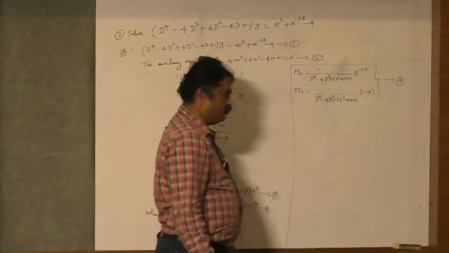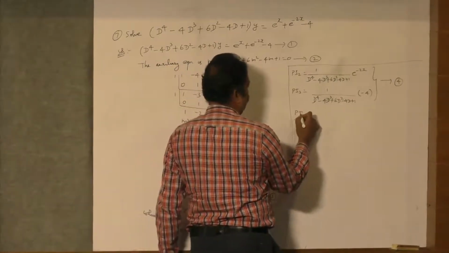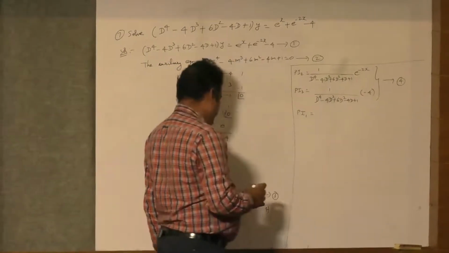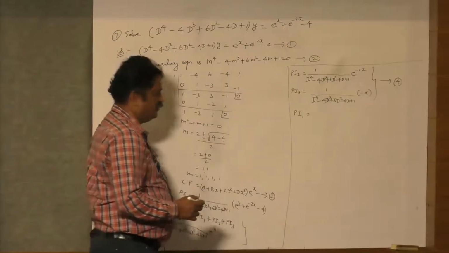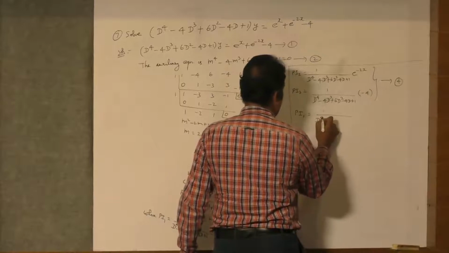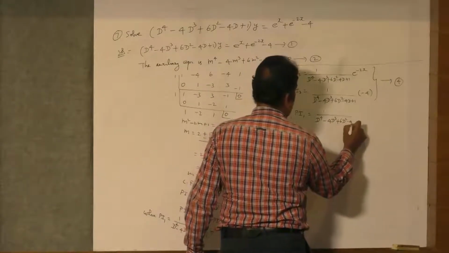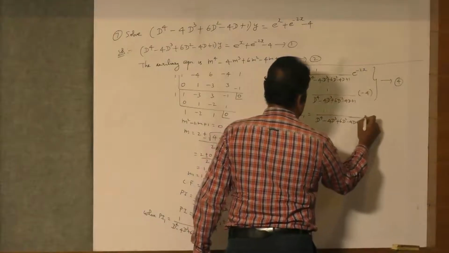Now let us find out these things, pi1, pi2, pi3. So in order to get pi, we require pi1, pi2 and pi3. pi1 is equal to 1 divided by d power 4 minus 4d cube plus 6d square minus 4d plus 1, e power x.